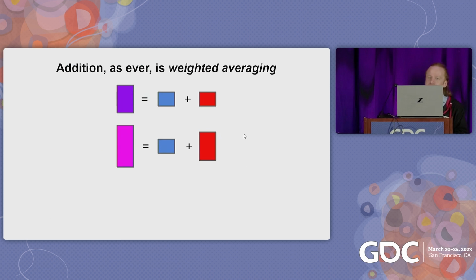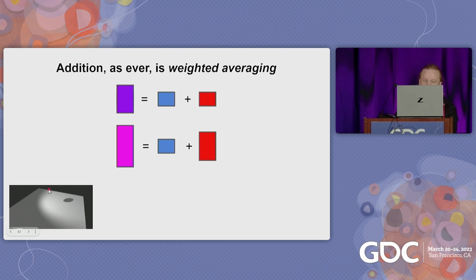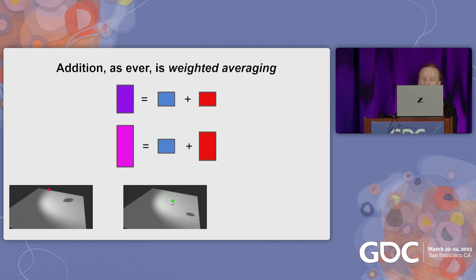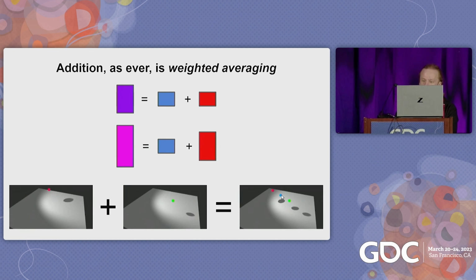Okay. Addition, as ever, is weighted averaging. So if you've got a point here and a point here, if you want to get the point that's directly in between these 2 points, you can add them. That's going to work if the 2 points are coming in there in the same amount, which is defined in a specific way, but it's again exactly like this color mixing thing.